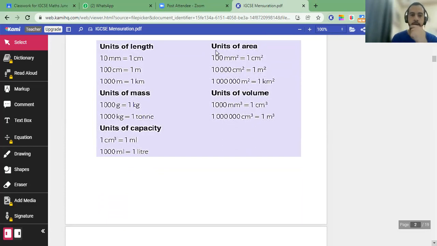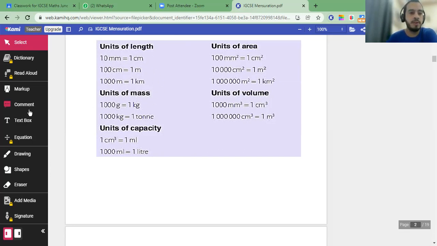So here I wrote the most important units. Like 1 centimeter is 10 millimeter, 1 meter is 100 centimeter, 1 kilometer is 1000 meter.